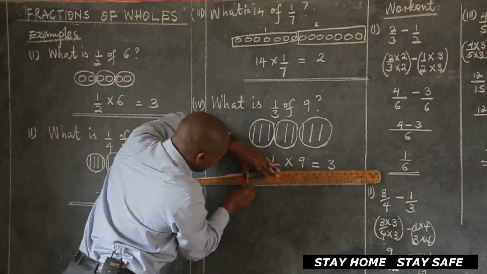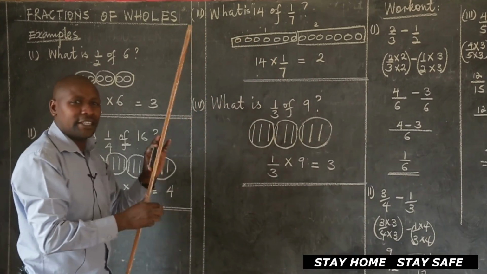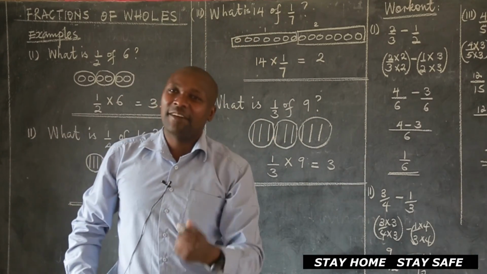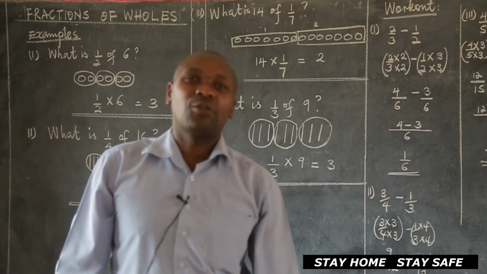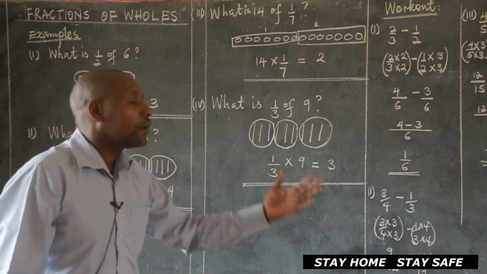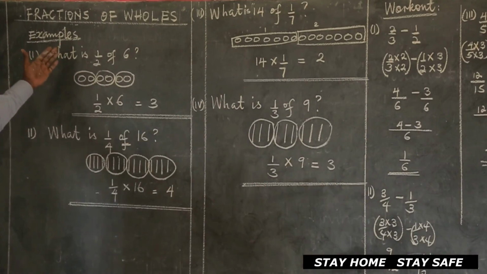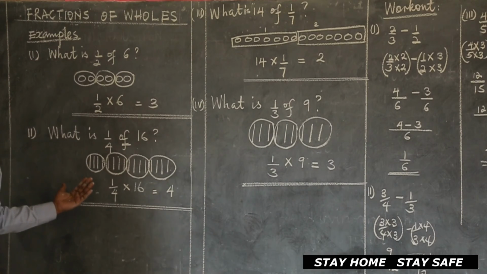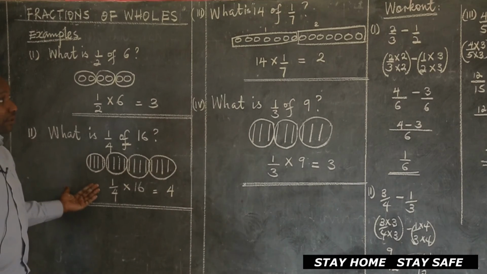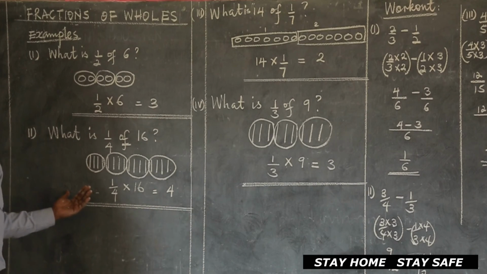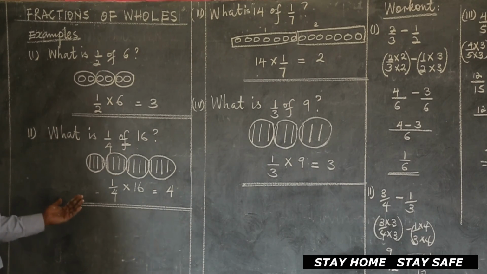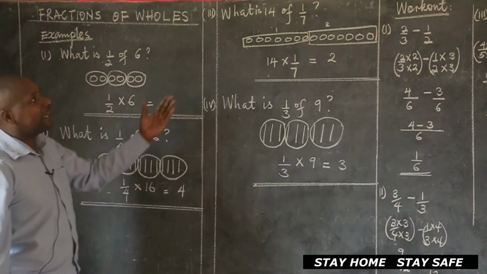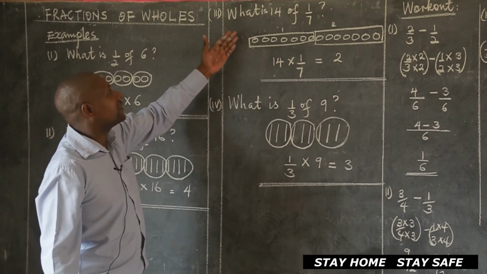I know how you are feeling. Now somebody is saying, teacher, give us work. It's time for you to have work, okay? But try to observe from the first example. I moved to the second. You saw how we are forming the groups of the given number of objects, of the given wholes, okay?